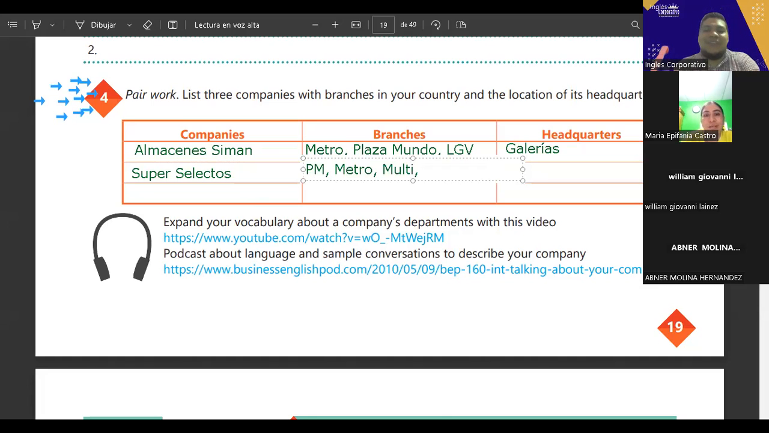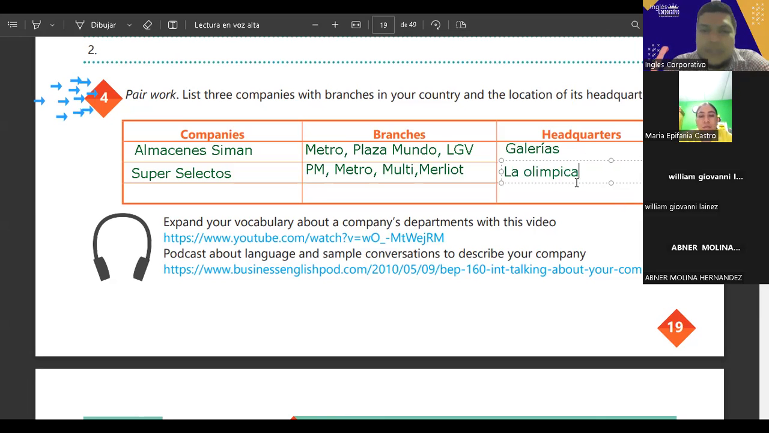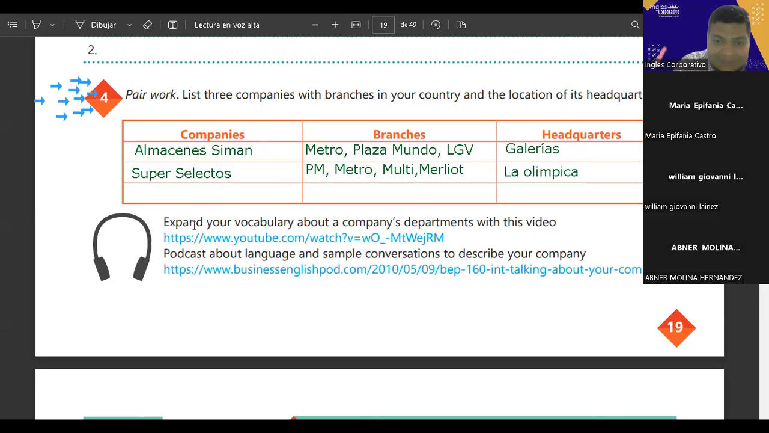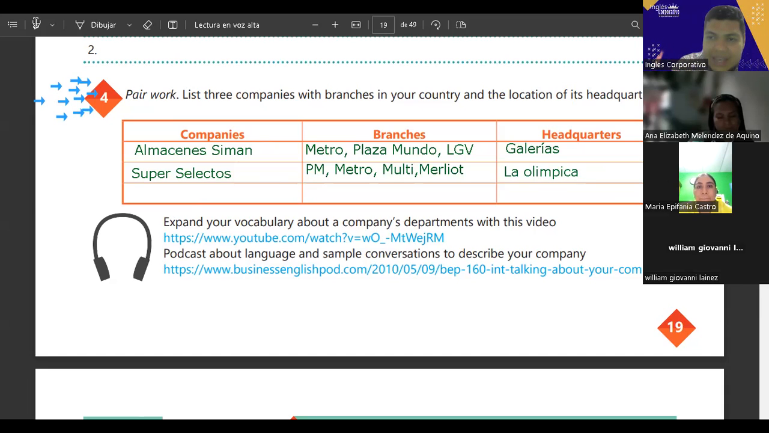En todos lados, right? So, very good. Yes, like this one. Metro Centro, Multiplaza. What else? Merlio. All right, excellent. And the headquarters, where are they? La Olímpica. Exactly. Right. La Olímpica. Very good. Excellent. Another company? Another company, people? Hello? Pizza Hut. That's actually correct.